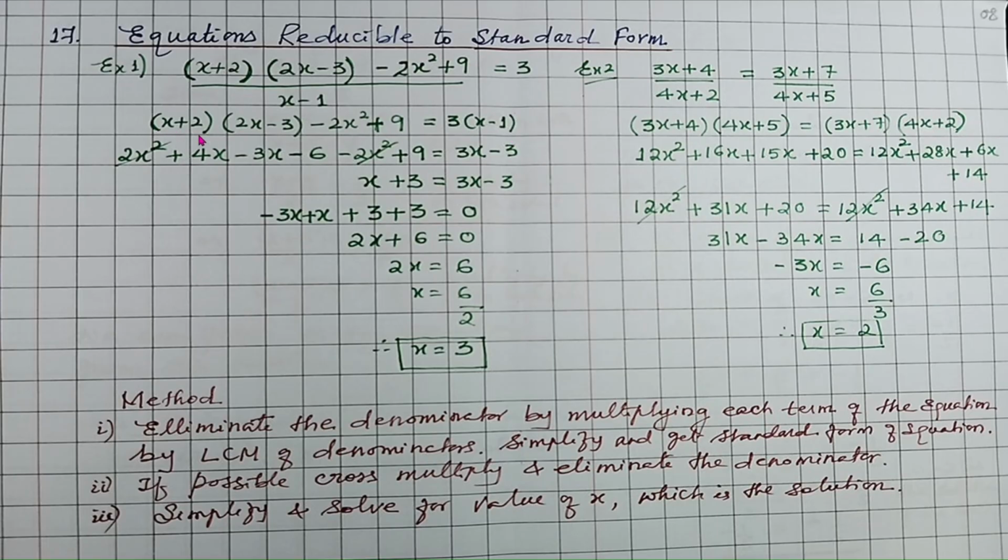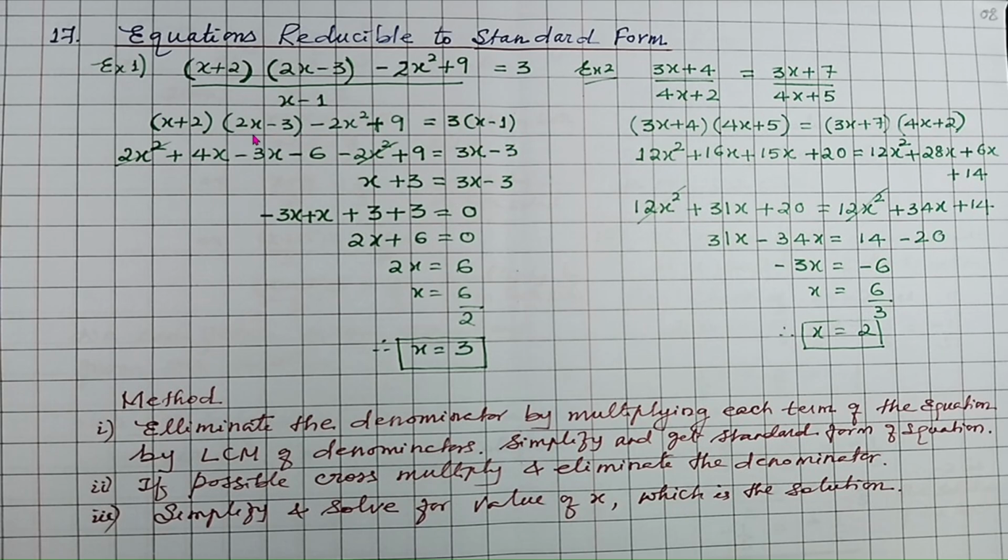Now open the bracket. As you know, we have to multiply these two first. That is x into 2x is 2x square, then we have 2x into x is 2x square, and then we have 4x, 2 into 2 is 4x, and minus 3 into x is minus 3x, minus into plus is minus, 3 into 2 is 6, then minus 2x square as it is, 9 as it is, 3 into x is 3x and minus 3.